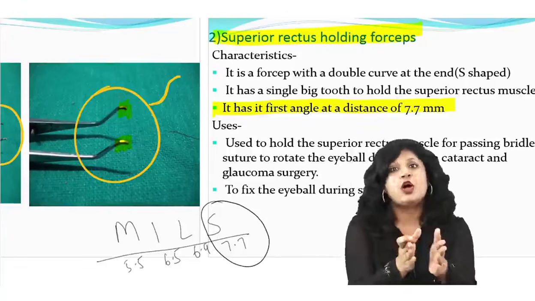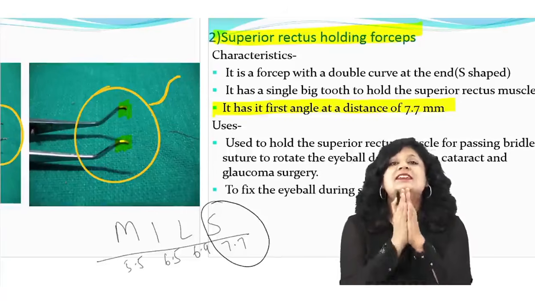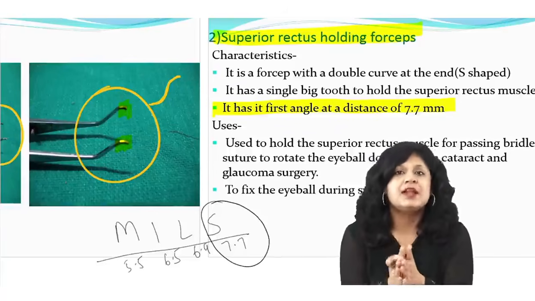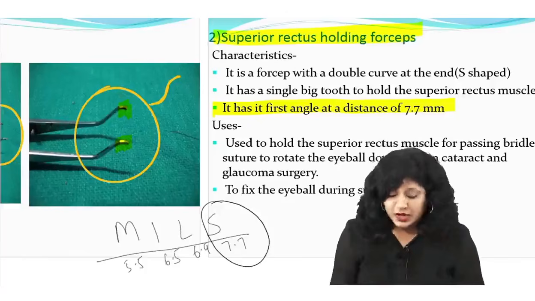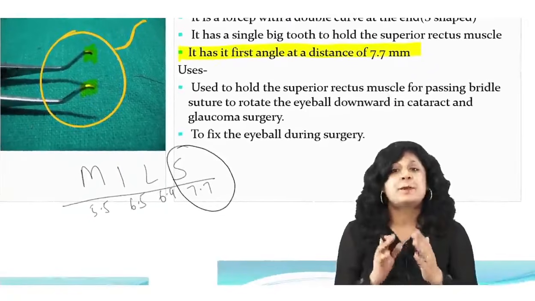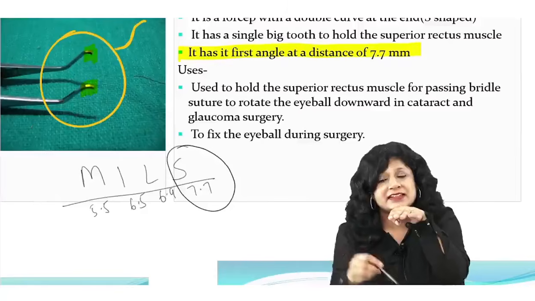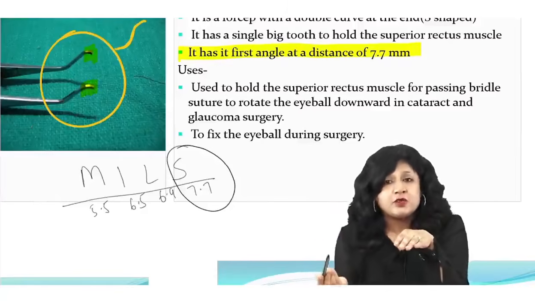So can you see the logic? You don't have to cram it up, because you already know that the distance of the superior rectus from the limbus is 7.7 mm. So, when do you require this superior rectus holding forceps? Obviously, when I want to lift the superior rectus and pass a bridle suture, right? When do we have to do it?